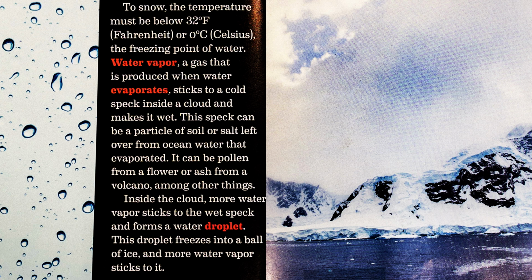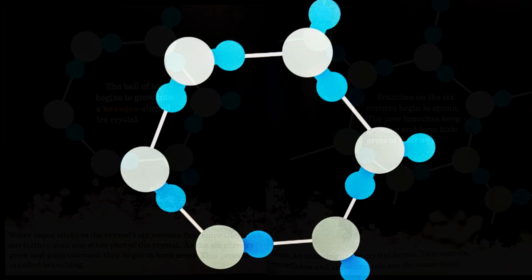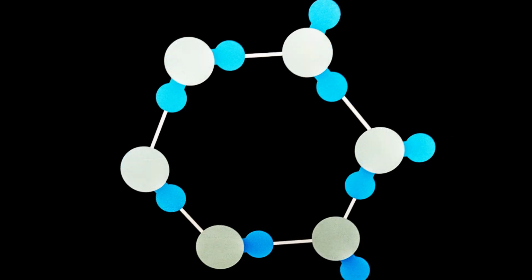Inside the cloud, more water vapor sticks to the wet speck and forms a water droplet. This droplet freezes into a ball of ice, and more water vapor sticks to it. The ball of ice begins to grow into a hexagon-shaped ice crystal. Water vapor sticks to the crystal's 6 corners first, since they stick out farther than any other part of the crystal. As the 6 corners grow and push outward, they begin to form arms.